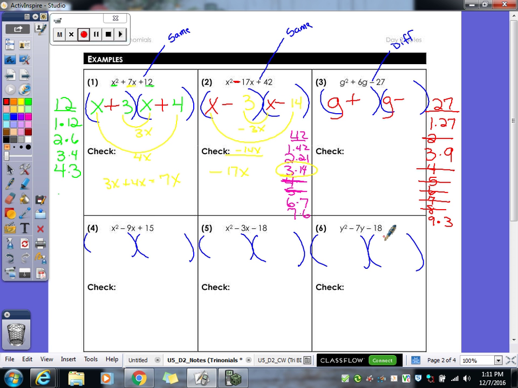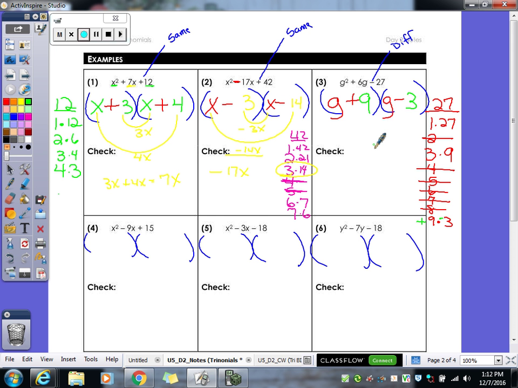So now I want a 6 in the middle. The only choices are 1 times 27 or 3 times 9. So what's it going to be to give me a 6? It's got to be 3 and 9, right? So which one is going to be the positive, and which one is going to be the negative? I want a positive 6g in the middle. So that means in order for it to be positive when I combine these, the 9 should be positive, the 3 should be negative.